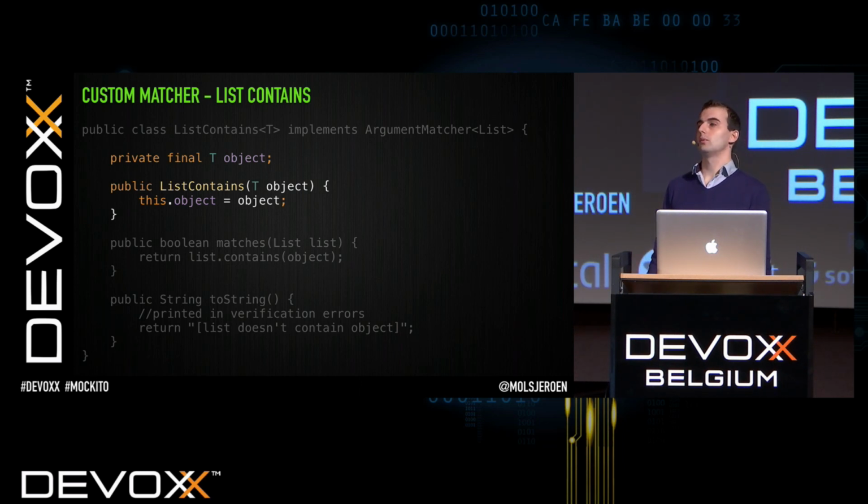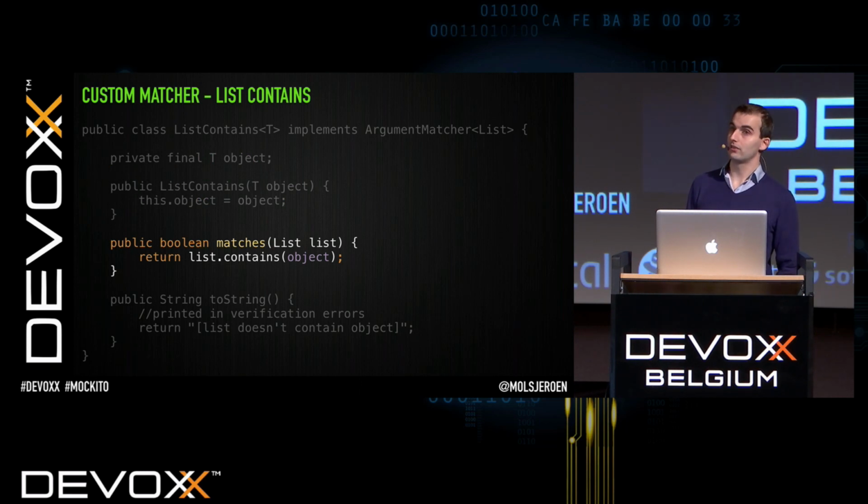We need to keep track some way or the other of that object so that when Mockito actually does the verification, we have the object to test for. So we keep track of the object in the constructor, and then this is where all of the magic happens. When Mockito evaluates the matcher, it's going to call the matches method, and it's going to pass you the parameter of the method. So you're going to get the list, and then you can simply check that the list contains the object, which is quite straightforward.